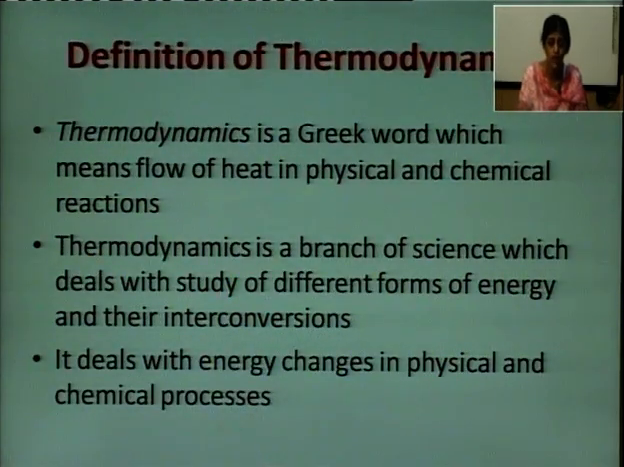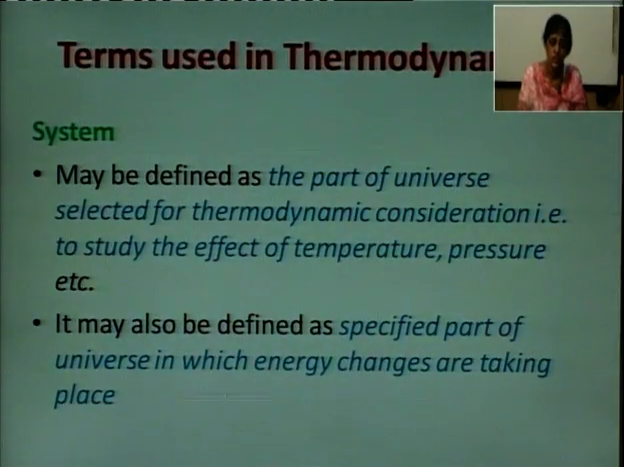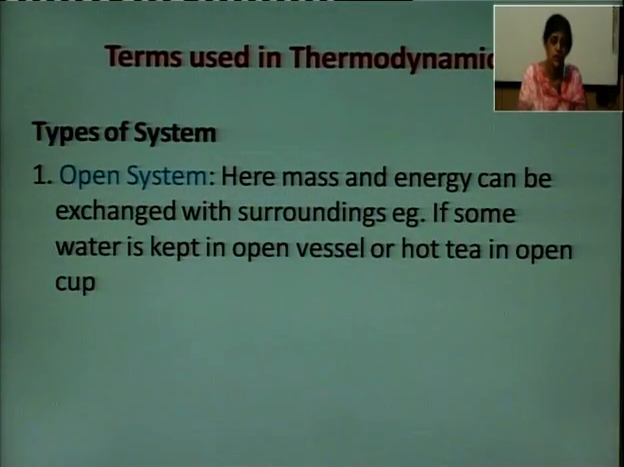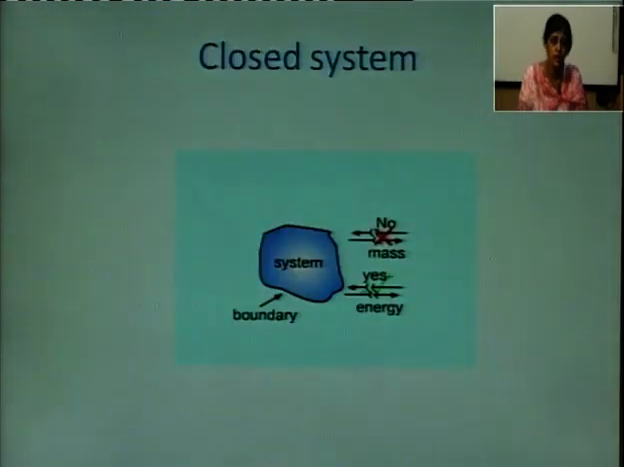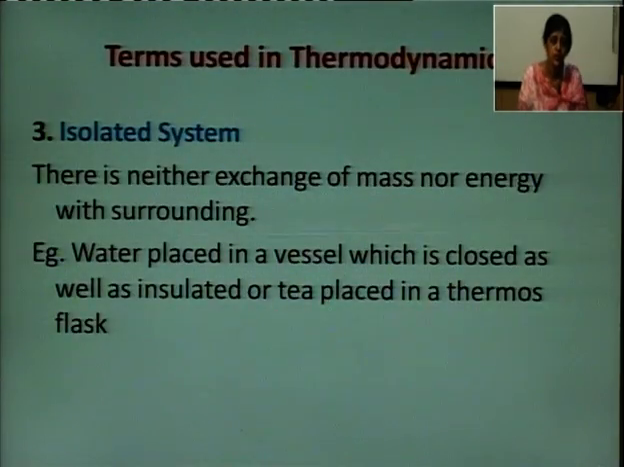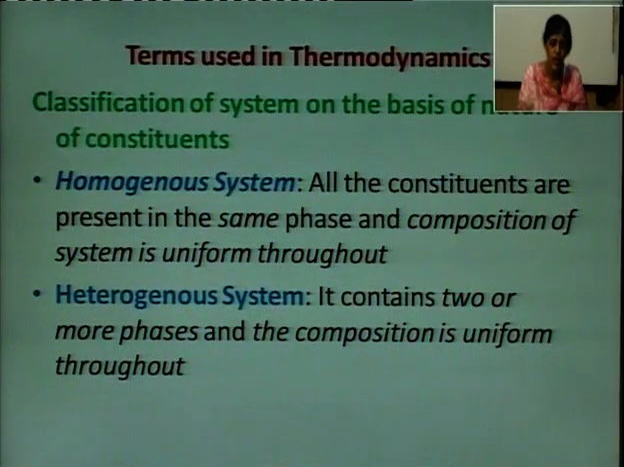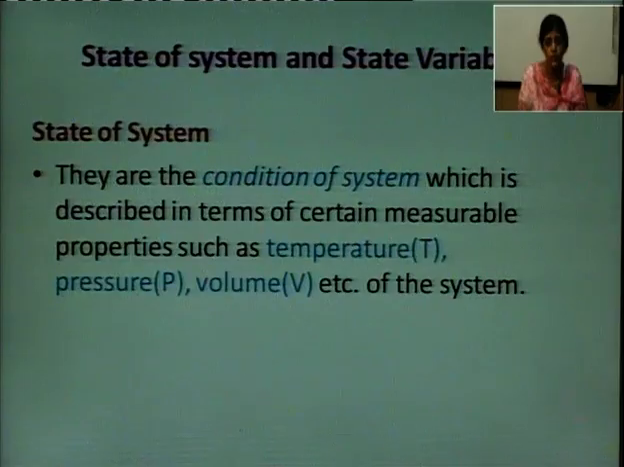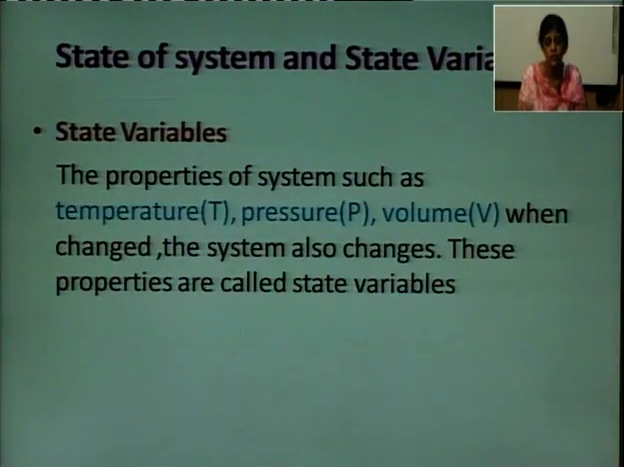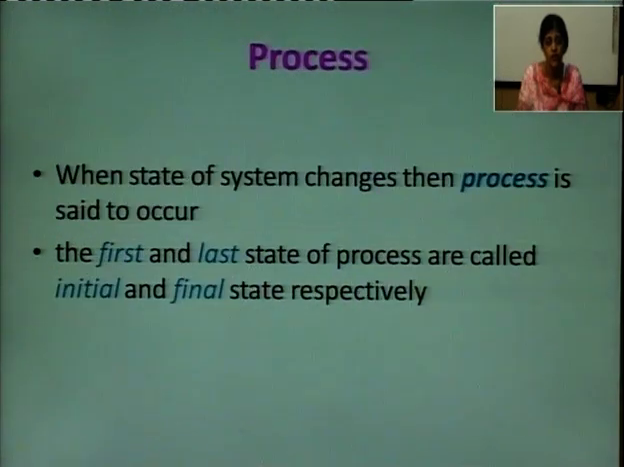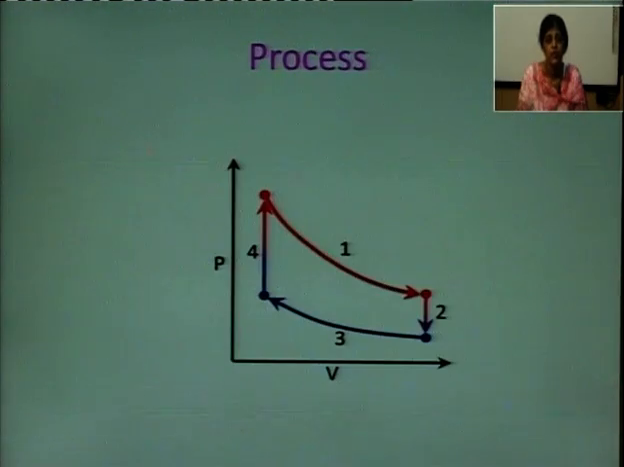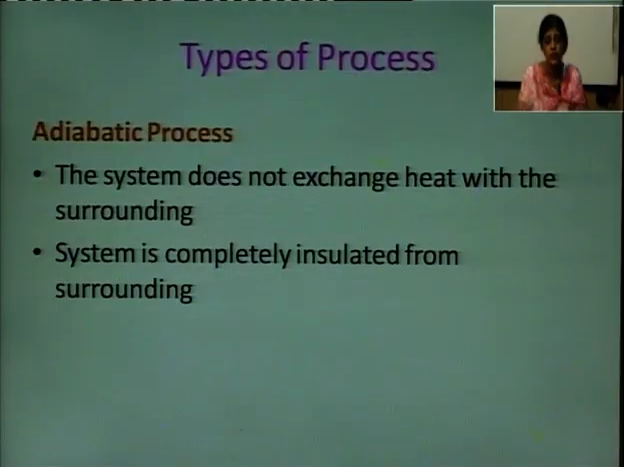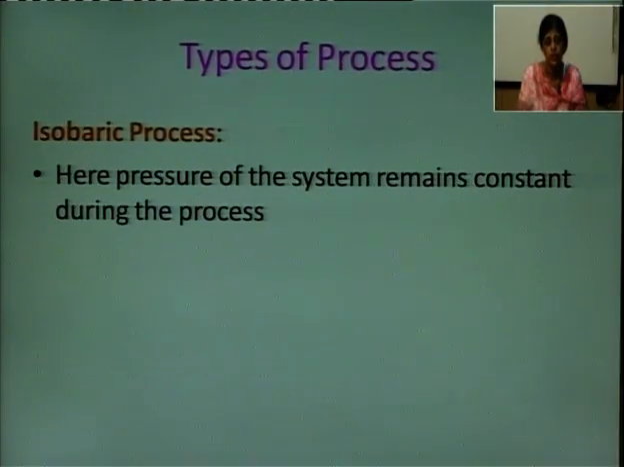So, we started with thermodynamics. We studied the definition of system and surrounding. Then we discussed the various types of system, that is the open system, the closed system and the isolated system. Then we discussed the types of system, that is homogeneous and heterogeneous system. Then extensive and intensive properties. Later on we discussed what is the state of system, state variable, state function, then process, then the various types of processes like isothermal process, adiabatic process, isochoric and isobaric.